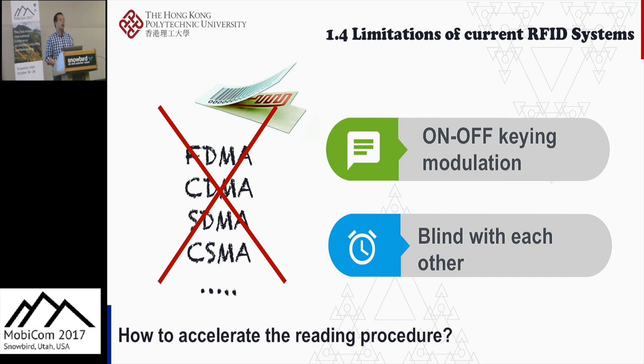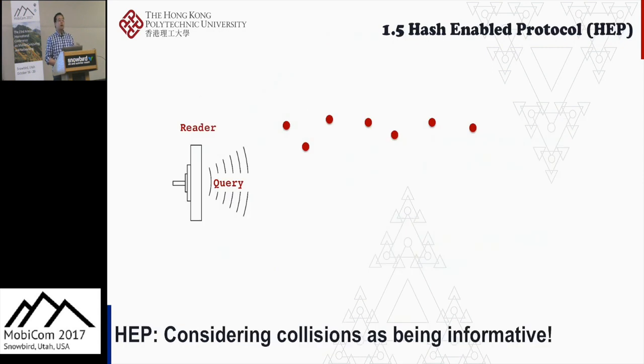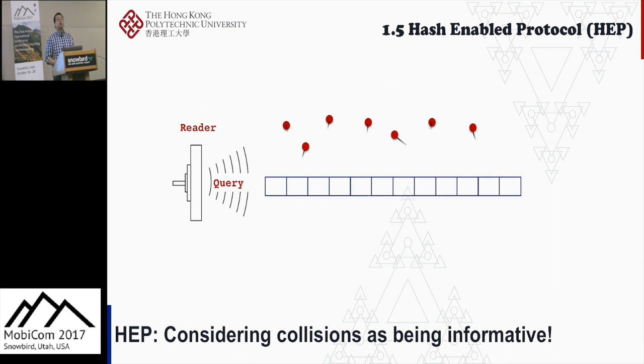So how to speed up the reading procedure? Ten years ago, the hash-enabled protocol, HIP, was proposed. The basic idea of HIP is to let the reader and the tag share a hash function and consider the collisions as being informative. Specifically, the reader divides the reading procedure into many time slots, and each tag selects a time slot based on the hash value of its ID and a random number. The random number is broadcast by the reader.